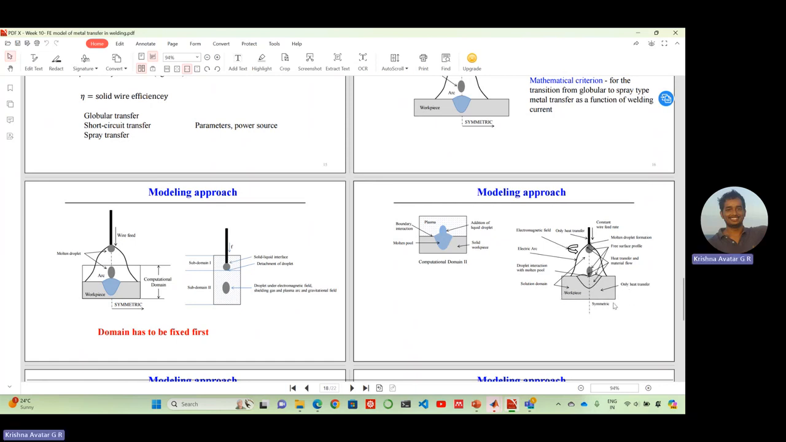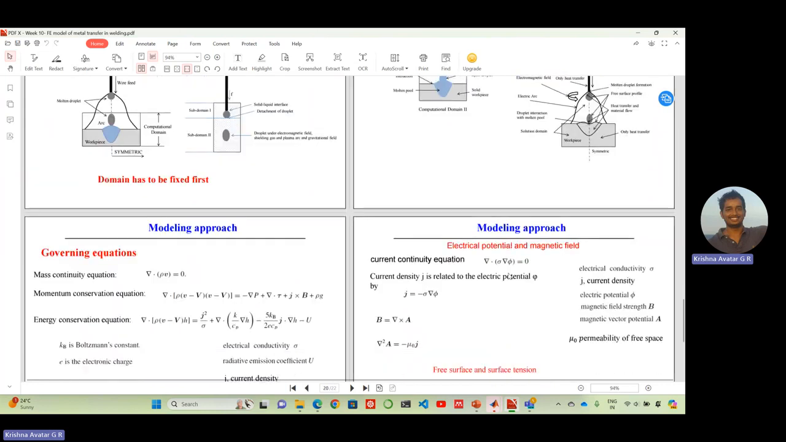solution domain, workpiece, then only heat transfer, symmetric, right? So the problem is symmetric. So in this region, what happens is when the droplet drops and joins the weld pool, then we have heat transfer and material flow also taking place as it drops, right? So there is a formation of electric arc, as you can clearly see.